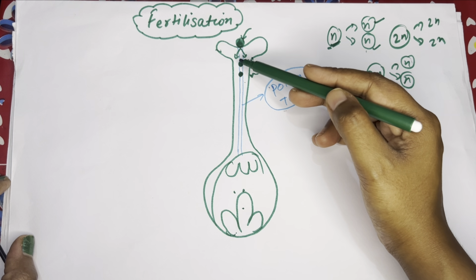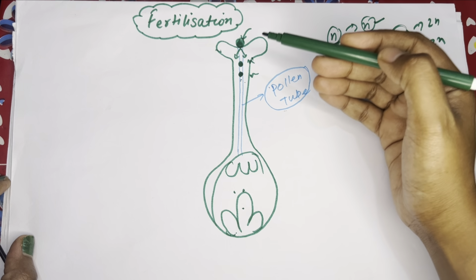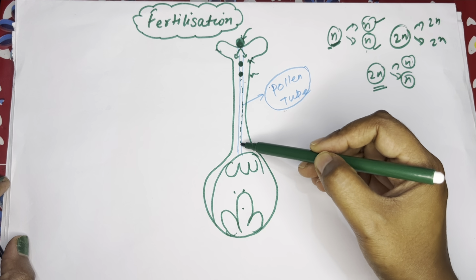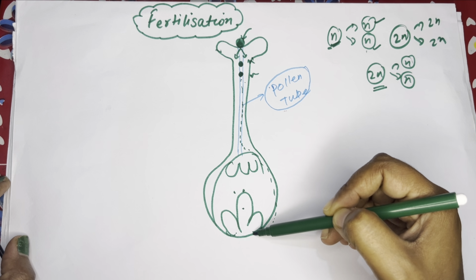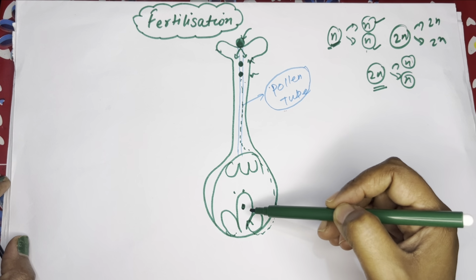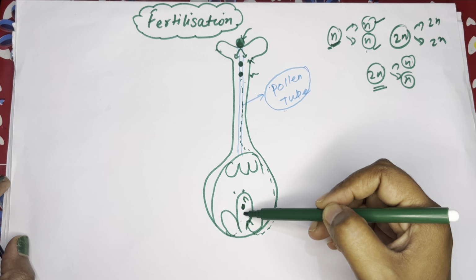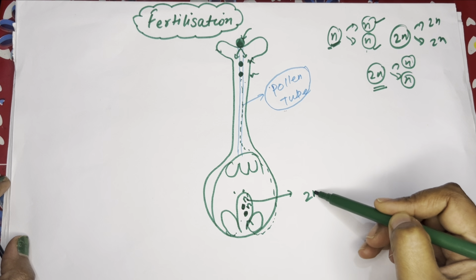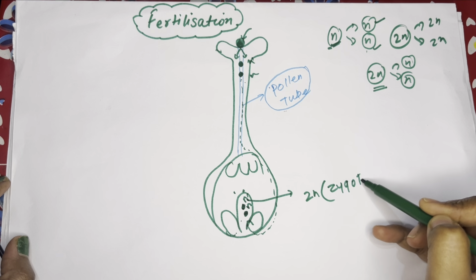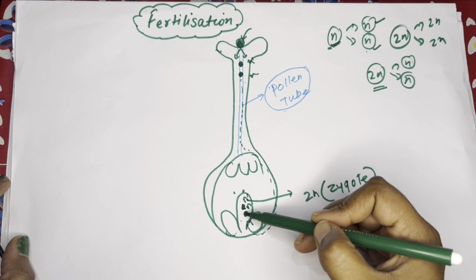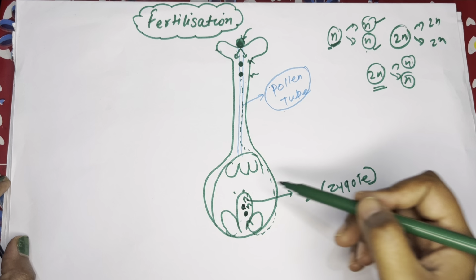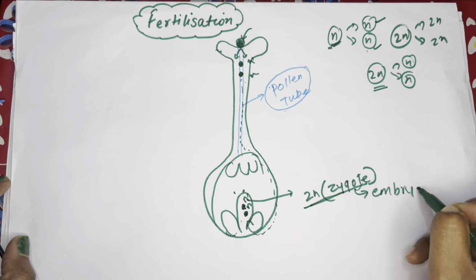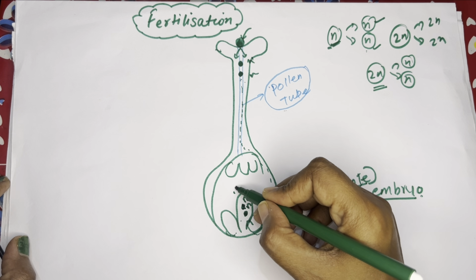Anyway, these 2 N, that means the 2 pollen grains which we got as the result of the last mitotic division, will move through the pollen tube like this, and one of the pollen grains will fuse with the egg. The egg was already N. Together they will become 2N, and this will become the zygote. 1N from the pollen grain, 1N from the egg, together they become the zygote 2N, and this will later become the embryo.